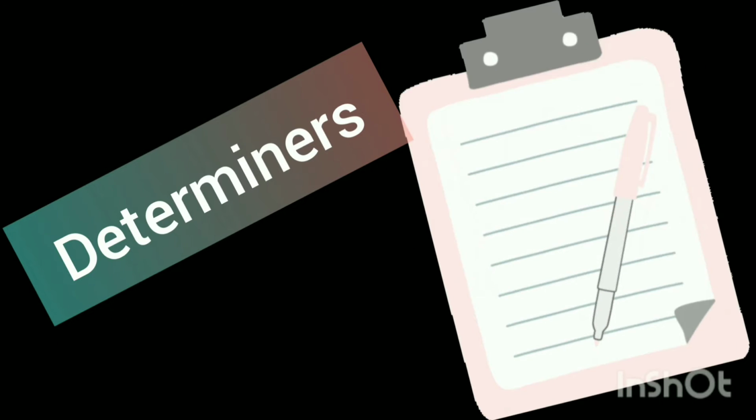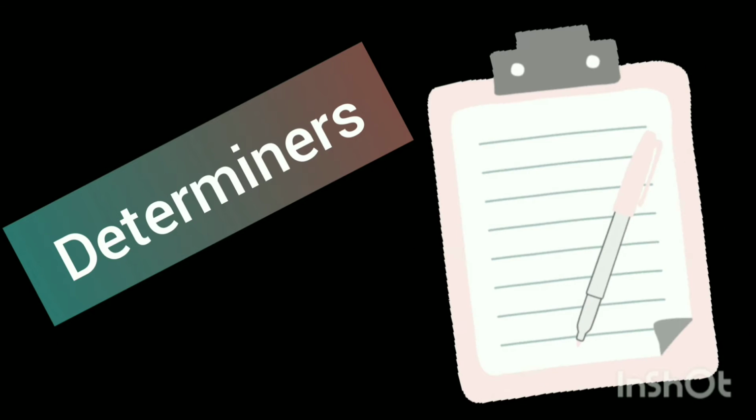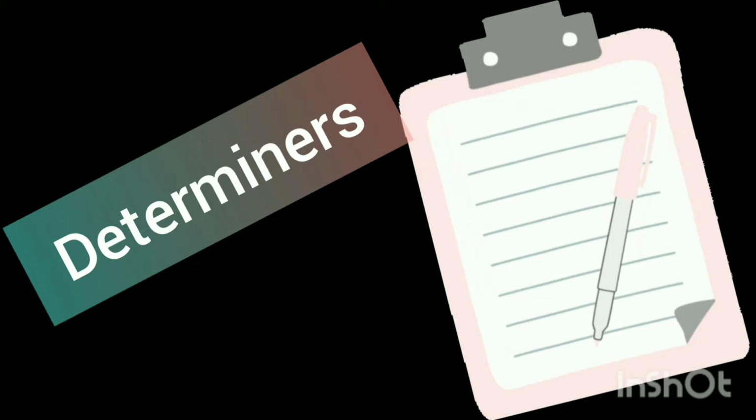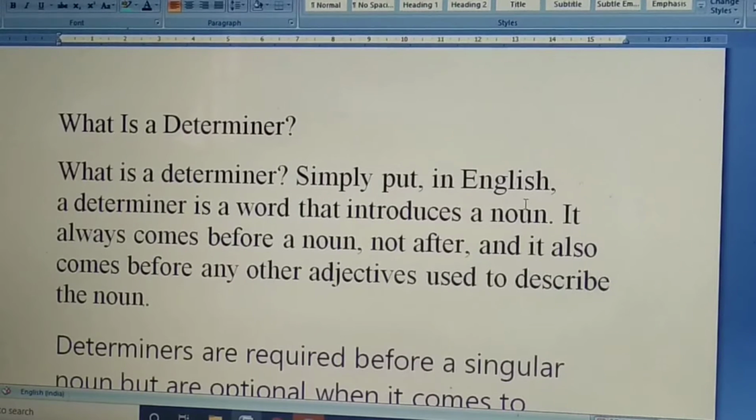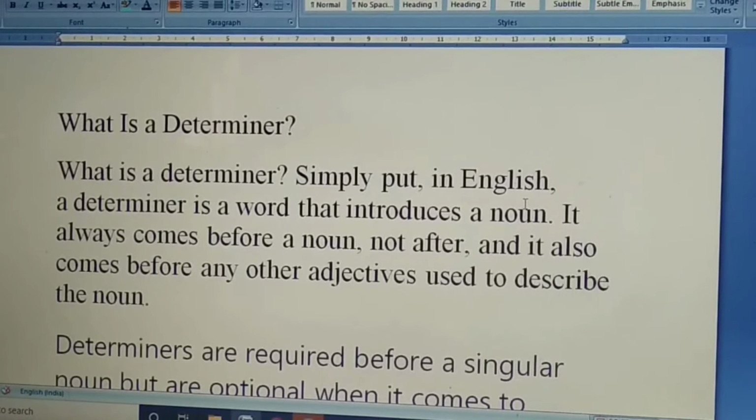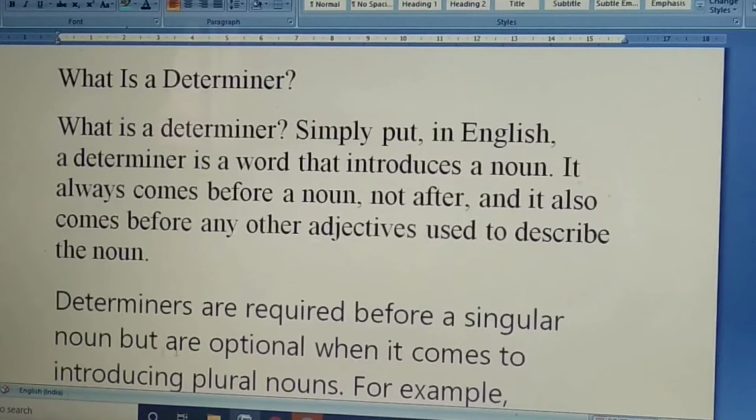Good morning, children. So today's topic is what? Yes, determiners. In English, a determiner is a word that introduces a noun. It always comes before a noun. Yes, not after. And it also comes before any other adjectives used to describe the noun.